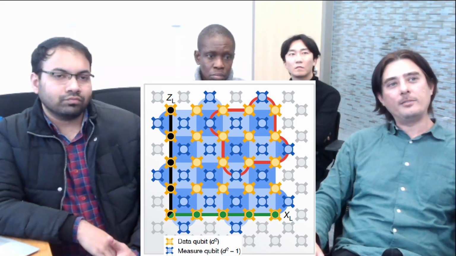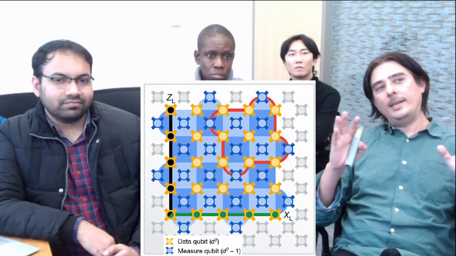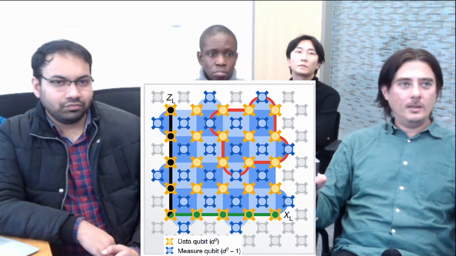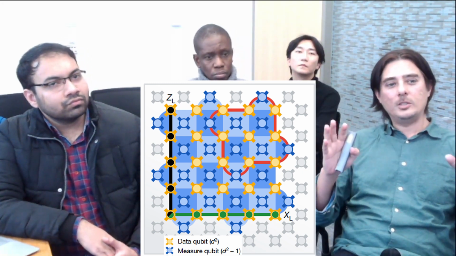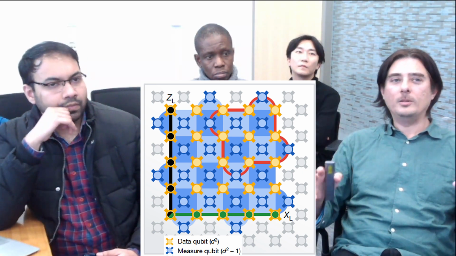Okay, so this is like figure 1 in their paper. What you see here is the arrangement of qubits. You have a bunch of yellow qubits here and a bunch of blue qubits. Let's first start off by looking at the yellow qubits, which are really the important qubits, which are storing the information.